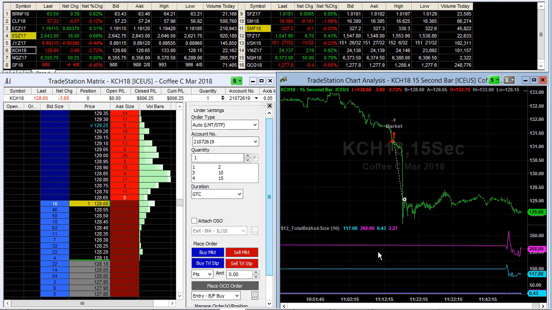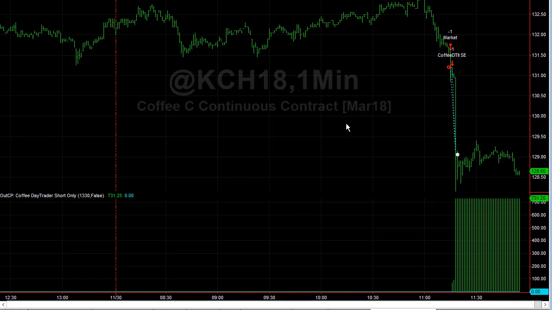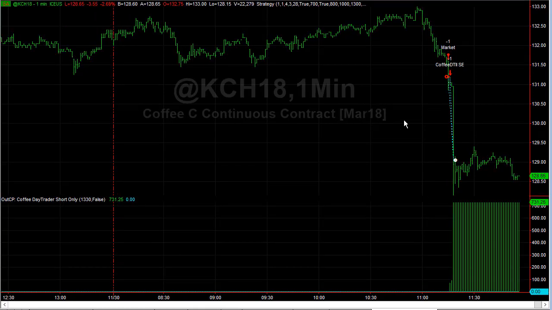Want to take a look at coffee futures today. Nice short trade. So here is the trade. This is a live trade on coffee. Let me resize this window so the whole TradeStation window is in there. Okay, hopefully that's a little better.